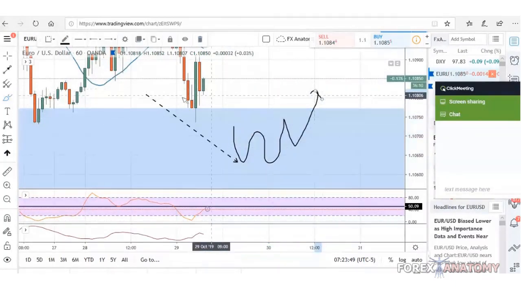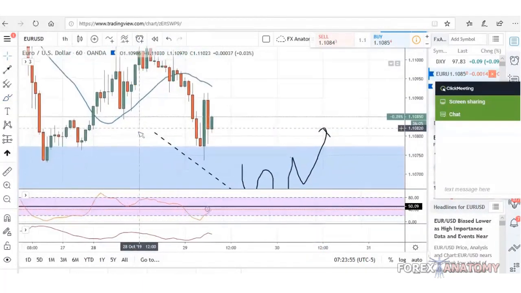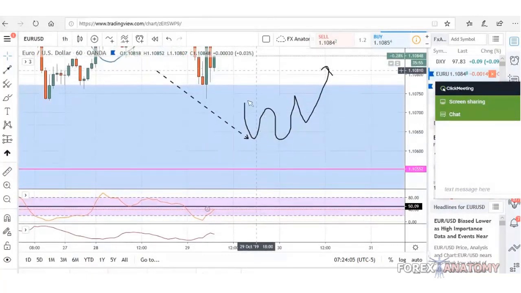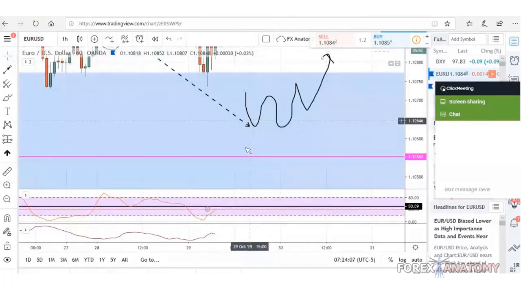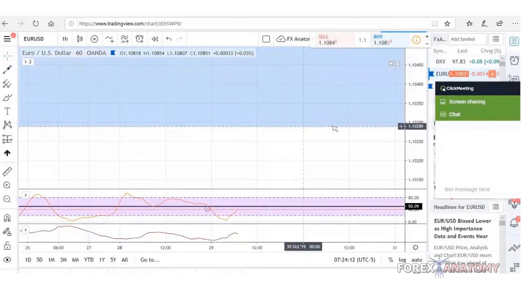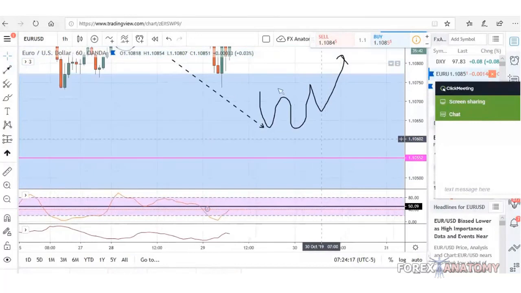So for this pair, what you could do is just wait for that bullish bias to happen. Wait for that bottoming or that consolidation to take place. We believe that it's going to take place maybe a little bit deeper in this zone that we just identified, this zone between, I know it's pretty big, 1.1030 and 1.1075. Somewhere within this zone, we're going to see consolidation and bottoming on the 1 hour time frame.